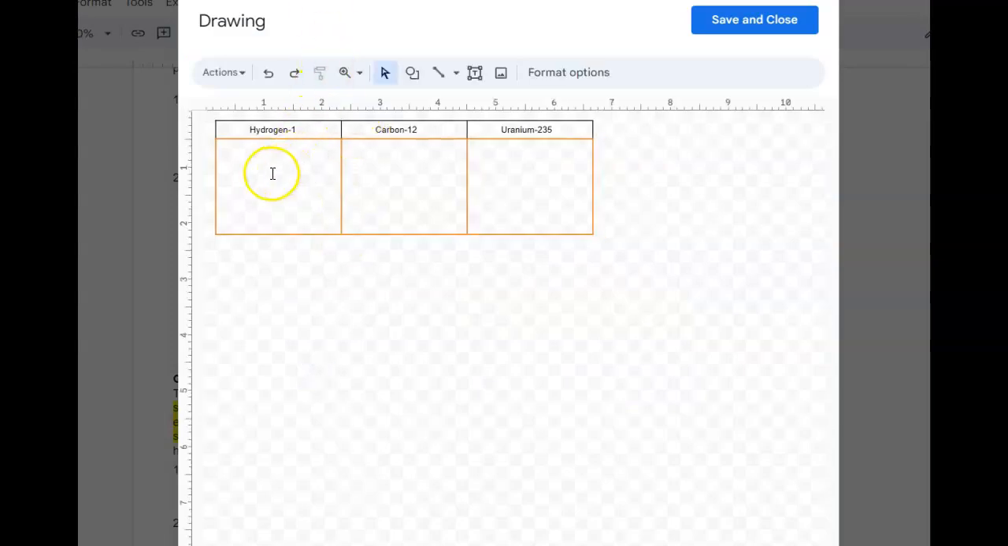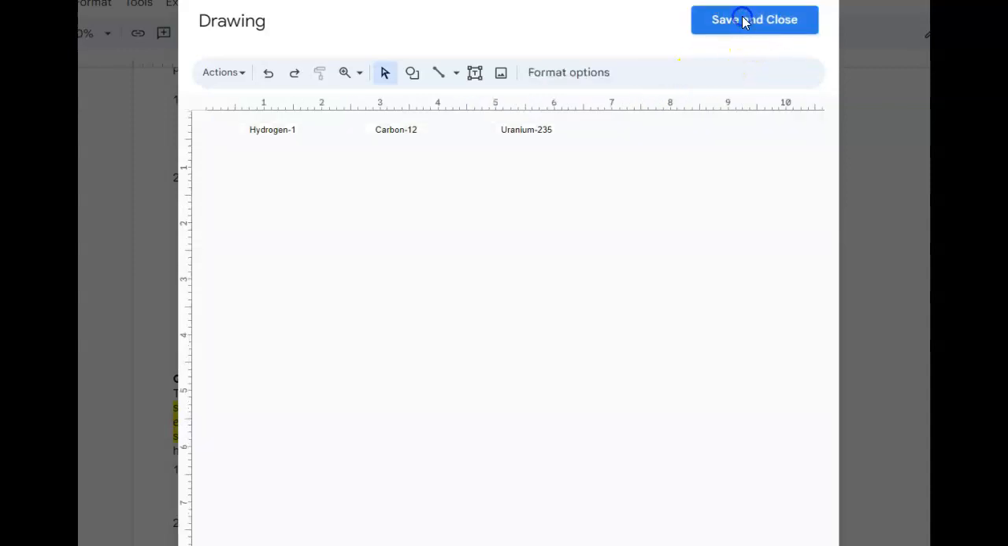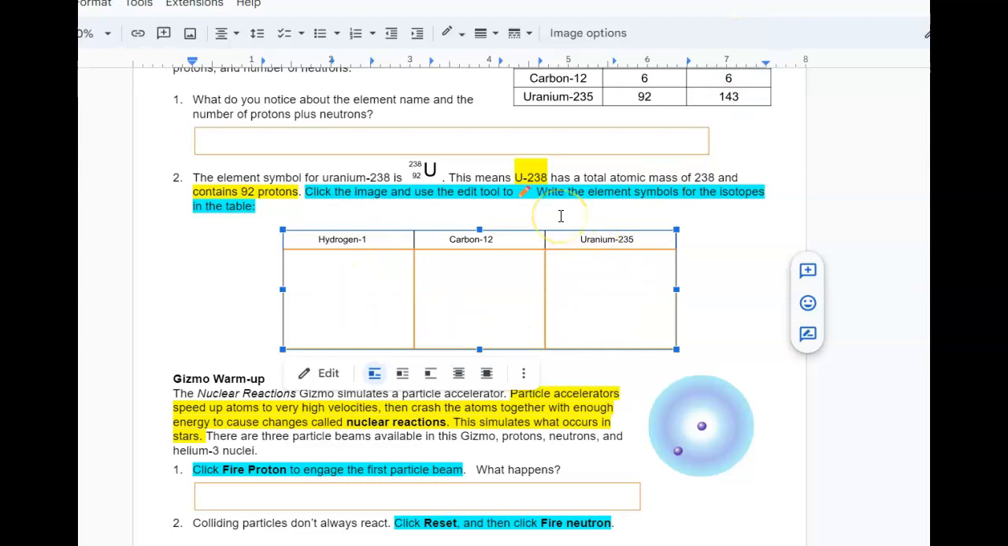What is the element symbol for hydrogen? What is the element symbol for carbon? What is the element symbol for uranium? You're typing those in there, then you'll click Save and Close, and that'll be that. When you're done with this, move on to the next video.